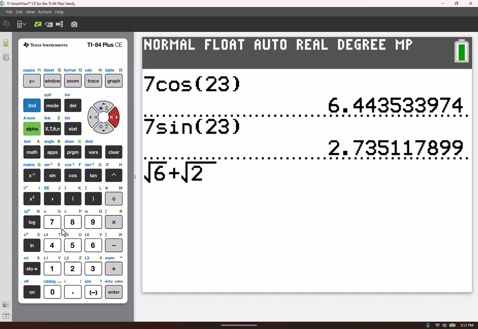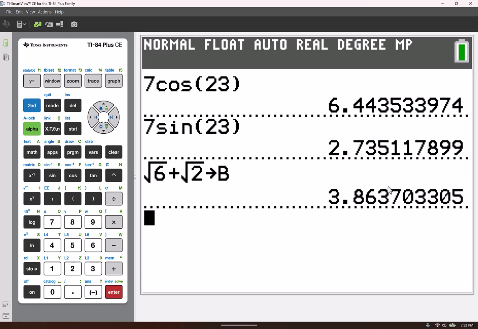And then I just put a little arrow. You see where it says store? S-T-O, stow? And I'm going to go alpha B. I just go down the alphabet, but A is already used for the amplitude. And so now, anytime I push B, it'll be that value.